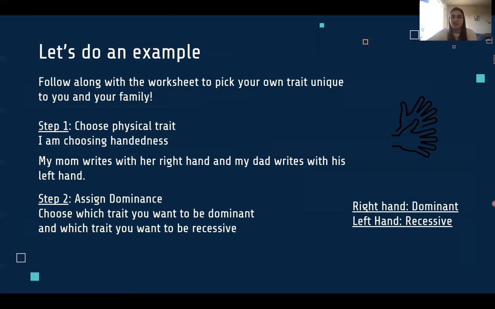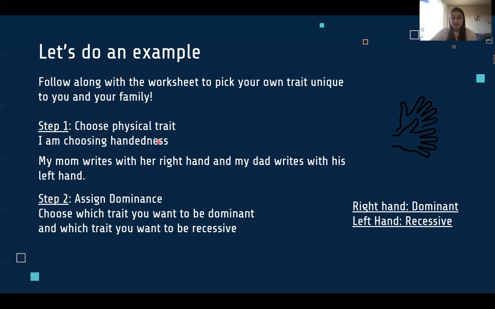All right, so let's do our example. At this point, there's a worksheet attached to this video, and you can go ahead and download it, print it, and follow along. I'm going to be doing a trait called handedness. You can pick whatever trait you want. I listed some there. It might be fun to ask your family members and compare and contrast your different traits. So step 1, choose your physical trait. You can choose whatever you want and follow along with this video.